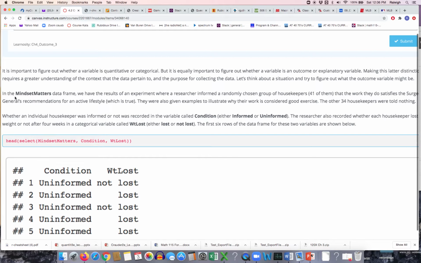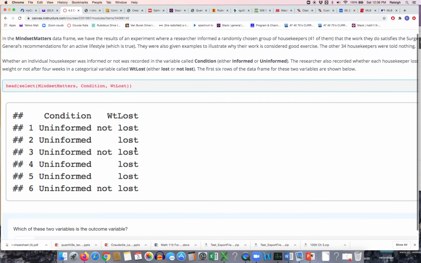So back in this Mindset Matters, they had the housekeepers and they told some of them that what they do satisfies the recommendations for an active lifestyle. And the others were not told anything. So then they did put a condition whether they were informed. These 6 people were uninformed. And then they also measured whether they lost weight or did not lose weight. Now, not losing weight would mean either you stayed the same or gained weight.